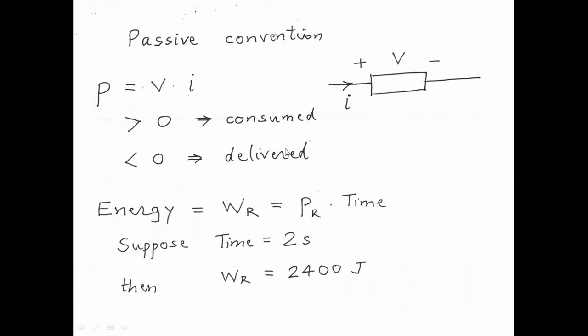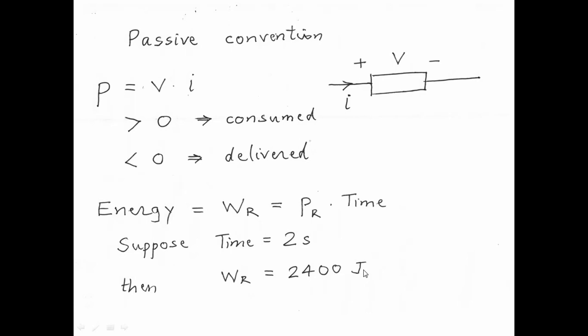Alright, what is the energy? Energy is power times time. So the book calls energy W. Suppose the time interval we are looking at is 2 seconds. Then in that 2 seconds, that 12 volt battery delivers how much? 1200 watts times 2 seconds, or 2400 joules to the resistor.